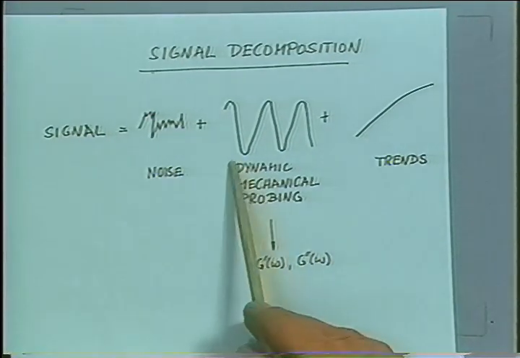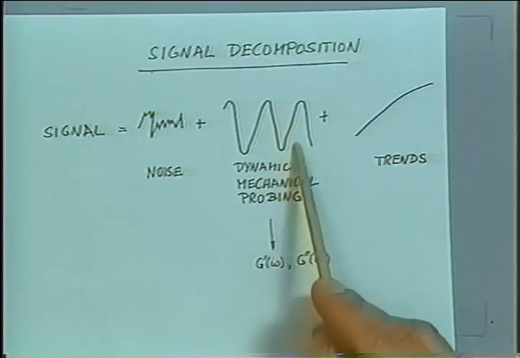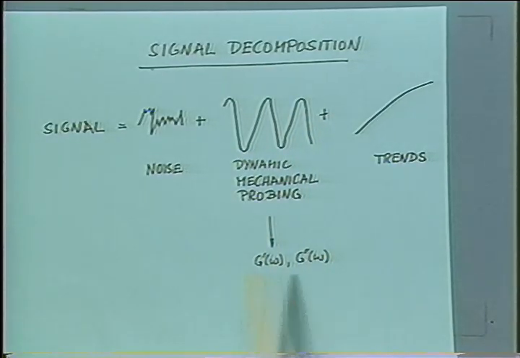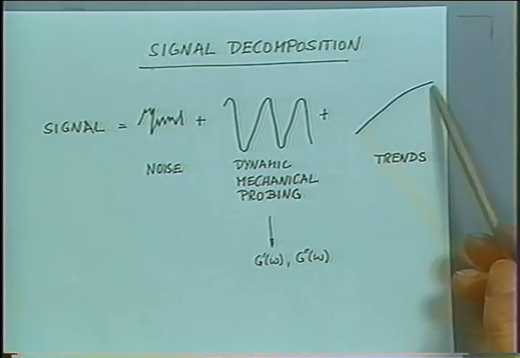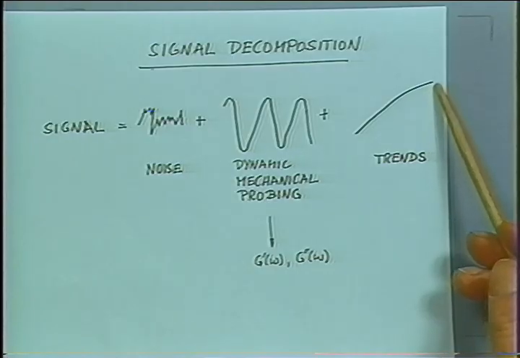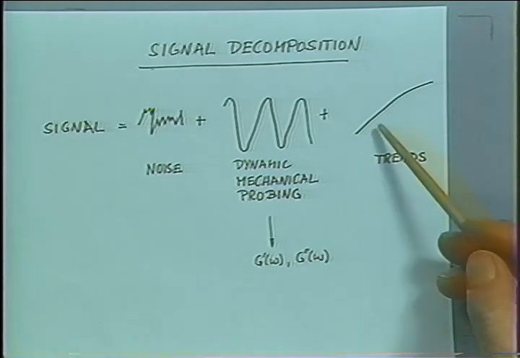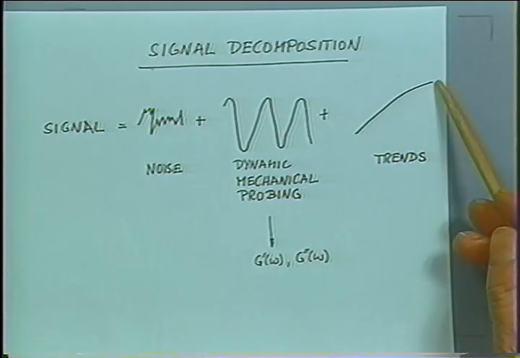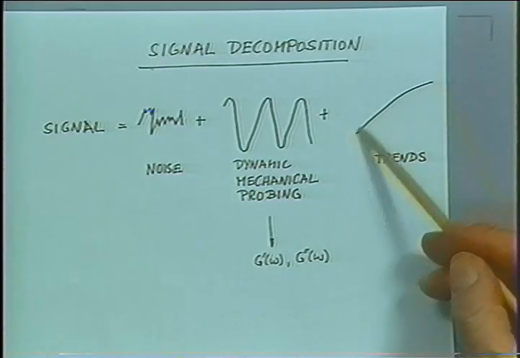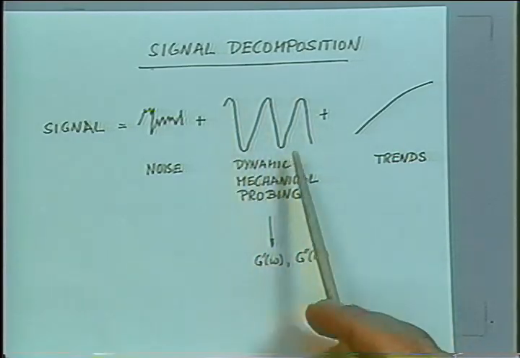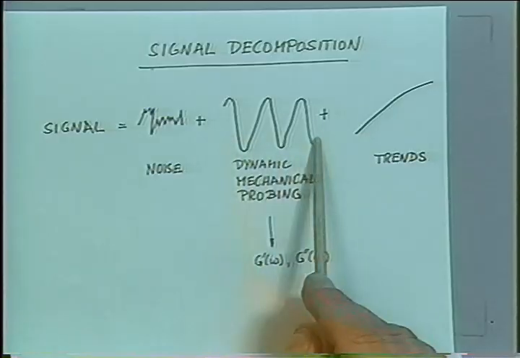And then there will be the probing at intermediate frequency. This is supposed to be a sine wave, the sine wave of our experiment, and from that we plan to get G prime, G double prime. And there will be trends in the material if the sample is not stable, if it undergoes a cross-linking reaction, or if it degrades in time, or things are happening to the material. So hopefully those trends are very, very slow, much slower than the probing time in this experiment, so that we get reasonable data for our material. So that's the range we are operating in.